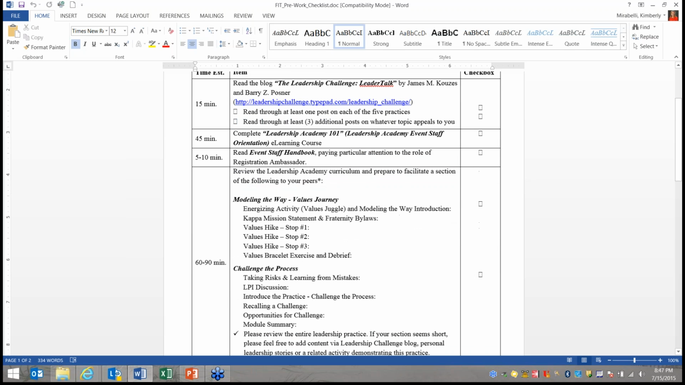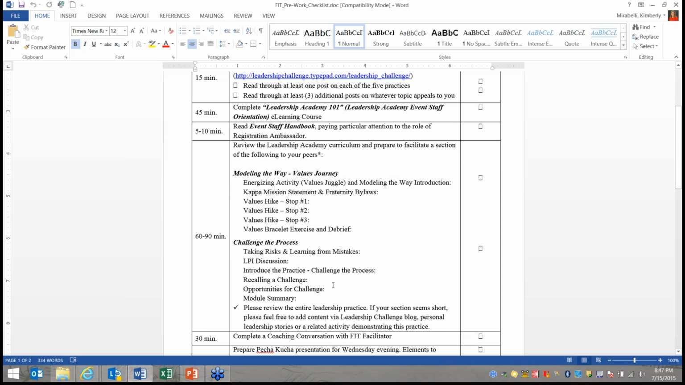The next piece, which takes a little longer, is the review of the Leadership Academy curriculum, and preparing to facilitate a session of it to your peers, meaning the FIT group. There are only 2 practices that you will actually facilitate. The other 3 practices you're going to observe. The 2 practices are Model the Way and Challenge the Process. And the third area you're going to facilitate is some of the opening night activities.